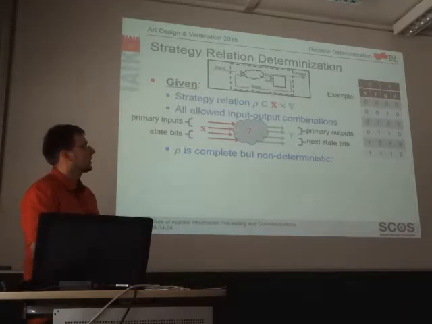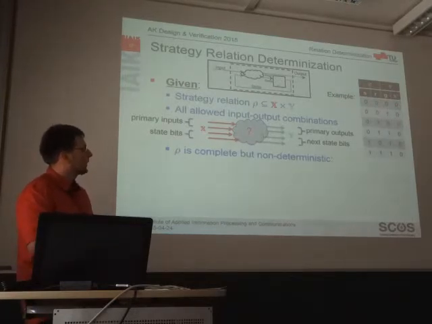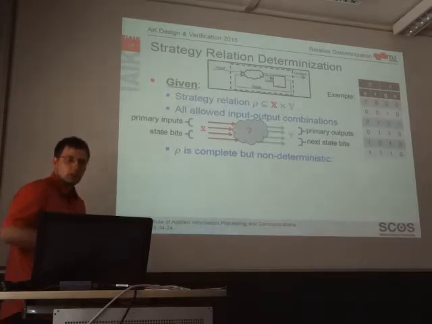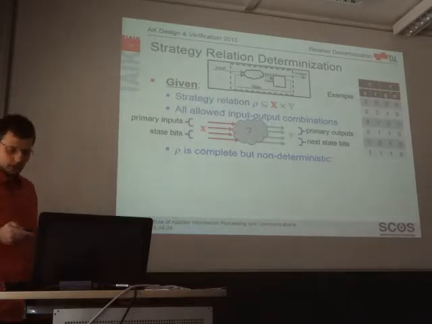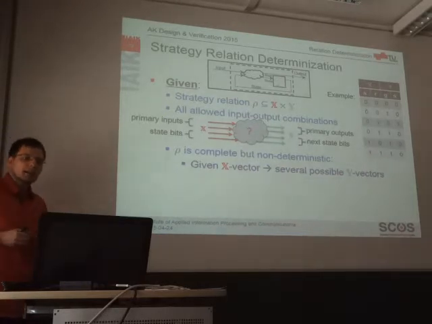For example, for the input vector 0, 0, we have two possible outputs. We could have 0, 0, or we could have 1, 0. Same for the input vector 0, 1, we have two possibilities. For the input vectors 1, 0 and 1, 1, we only have one possibility that we can give. But it's not deterministic. So when we're given some x vector, there might be more than one y vector.